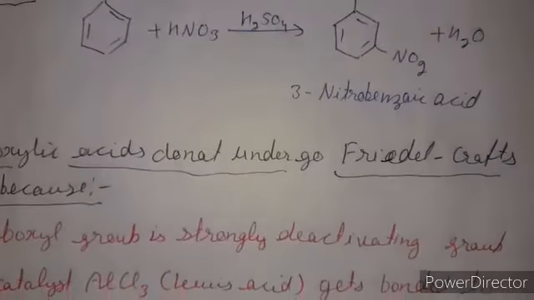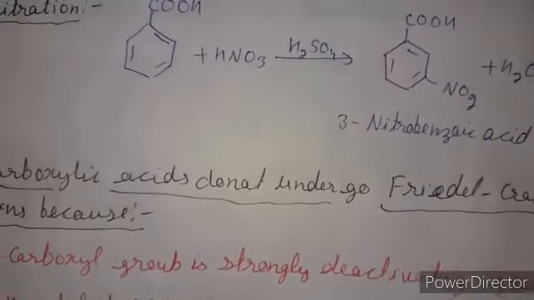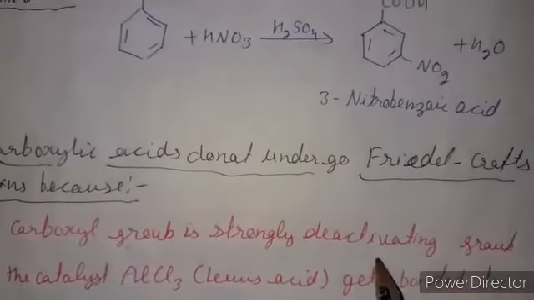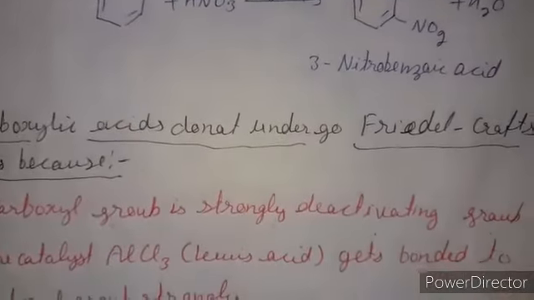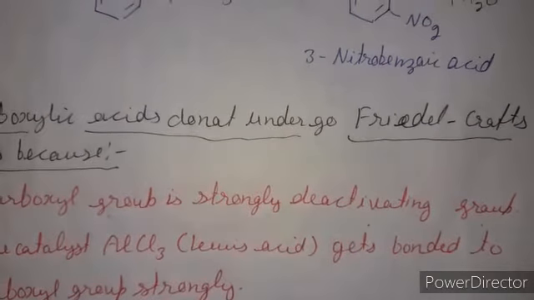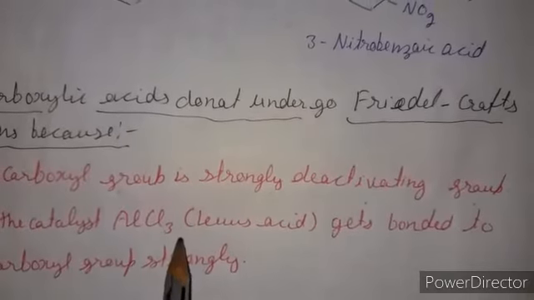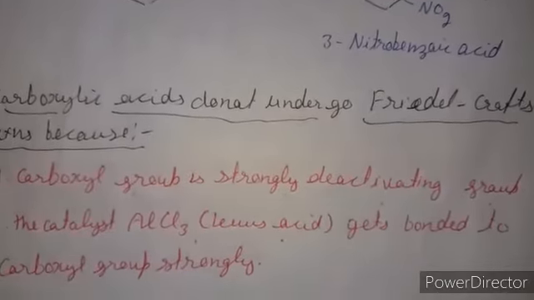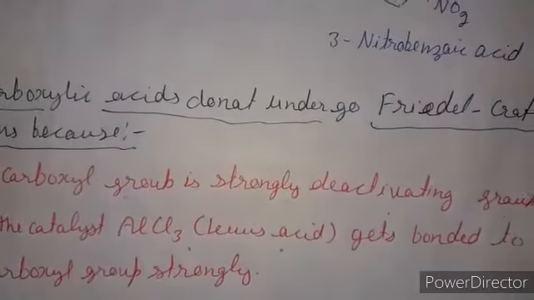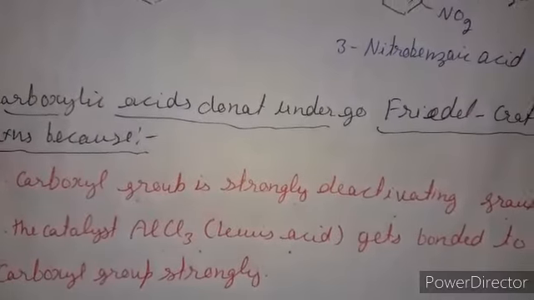So carboxylic acid does not undergo Friedel-Crafts alkylation or acylation. Why? There are two reasons behind it. First, the carboxyl group is a strongly deactivating group, because it is an electron withdrawing group, so it has no tendency to proceed with Friedel-Crafts alkylation or acylation. Second point, the catalyst AlCl3, which acts as a Lewis acid, gets bonded to the carboxyl group strongly, because there are two lone pairs present on the oxygen atom, so that's why it is attached to that component.